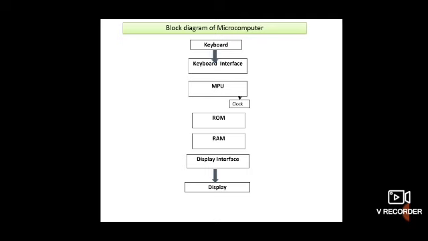Now see the data bus. These are the data bus. Data bus is an 8 line bus. Data buses are bidirectional buses. Bidirectional bus means the data flows in and out of the devices.